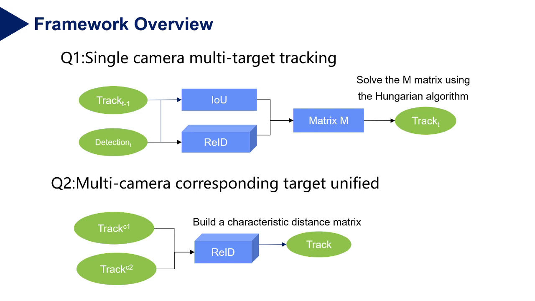There are two ways. One is how we solve single target, single camera, multiple target tracking. We can use the IOU, combine the ReID, to combine some features, and then it's the traditional method. And the second is how we sort out cross camera tracking. We use the identification methods.